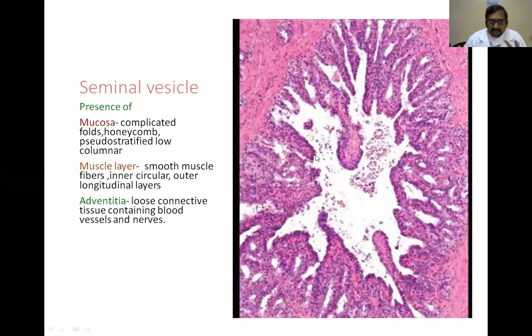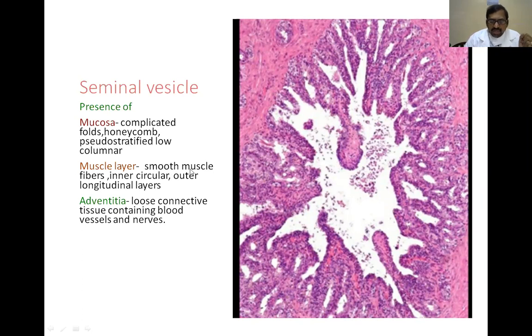There is no cilia. There is no stereocilia here. That is only simple columnar epithelium, and there is a honeycomb appearance because there are so many complicated folds within the lumen of the seminal vesicles. It looks like a honeycomb. That is the characteristic feature of the seminal vesicles mucosa, and it is lined by pseudostratified low columnar epithelium, and there is no cilia. There is no stereocilia. So that is the point.